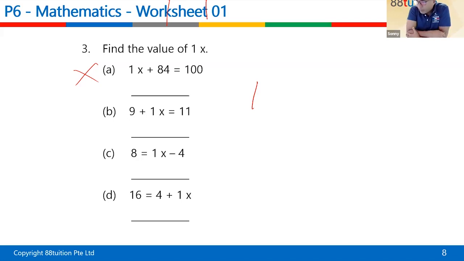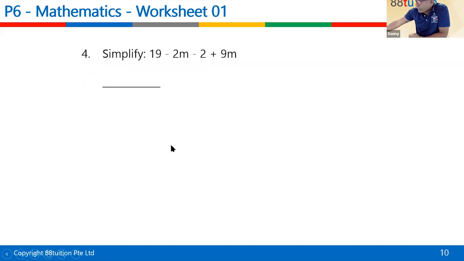All right. 4 plus 12 gives you 16, right? So x to be 12. So 1 times 12 gives you 12. So 12 plus 4 is 16. Correct. Well done. That's the answer. There you go.